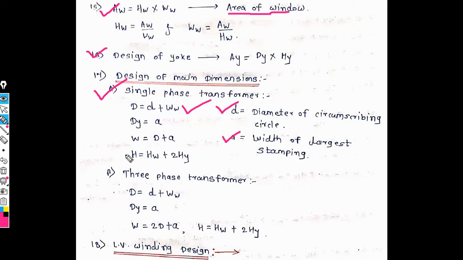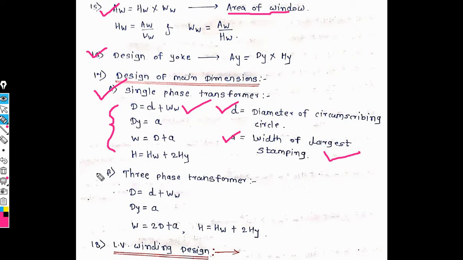Then the total overall height of the transformer is H equal to HW plus twice HY. HW means the height of the window, and HY is the height of the yoke. It is also called the height of the window, and H is the overall height of the transformer. And W is the overall width of the transformer, equal to the distance between two adjacent limbs plus a, the width of the largest limb. These are the four important formulas to design a single phase transformer based on these four parameters.